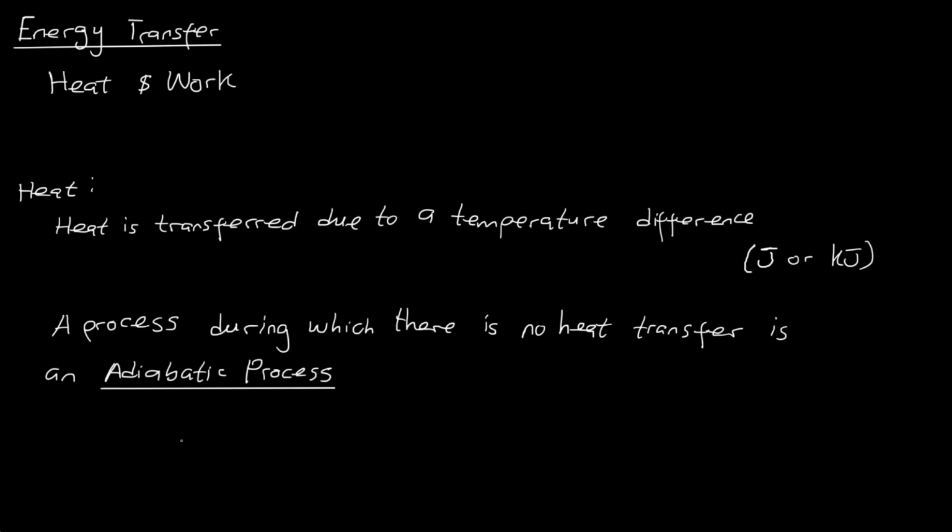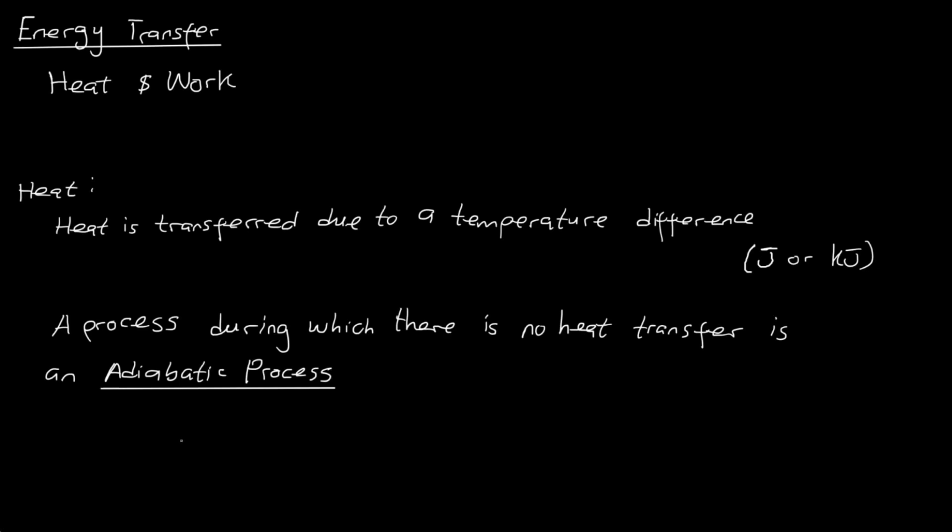A process during which there is no heat transfer is called an adiabatic process. And there are two ways in which a process can occur without any heat transfer. One is if the system is well insulated so that no heat or a negligible amount of heat can pass through. The second is if both the system and the surroundings are at the same temperature, and so there is no temperature difference to drive heat transfer.